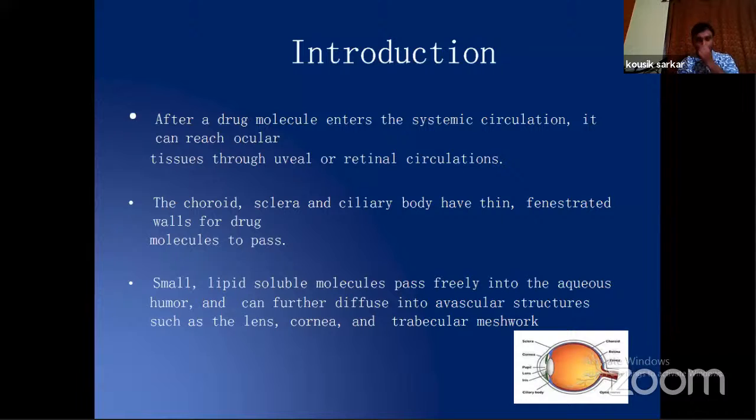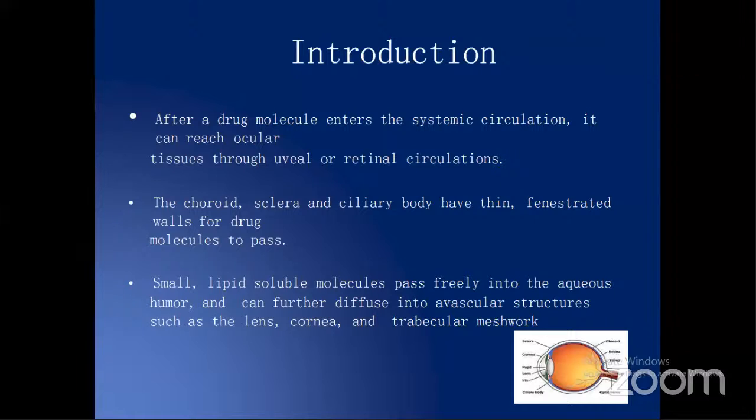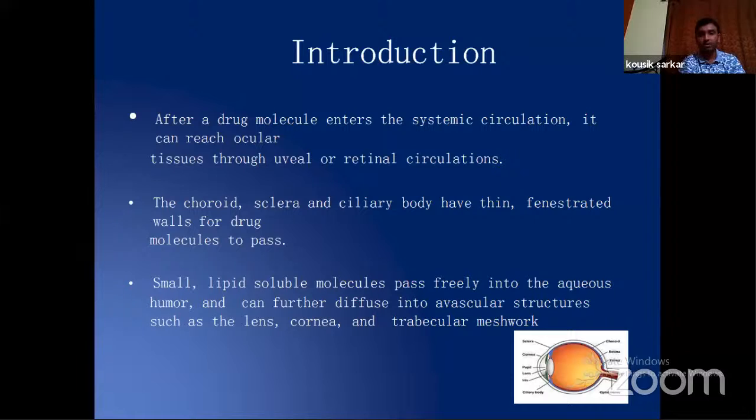So let's start. After a drug molecule enters the systemic circulation, it usually reaches the ocular tissues through two ways, uveal or retinal circulations. The choroid, sclera, and the ciliary body have thin fenestrated walls through which the drug molecules usually pass. The small lipid-soluble molecules pass freely into the aqueous humor and can further diffuse into avascular structures such as lens, cornea, and trabecular meshwork.